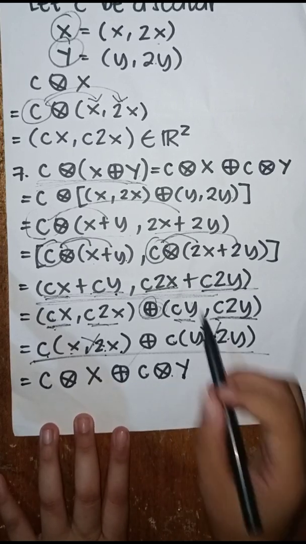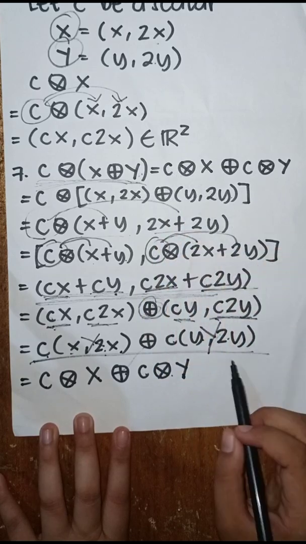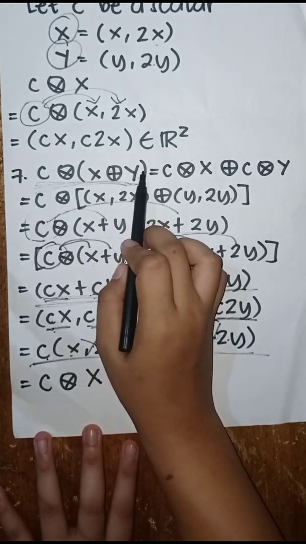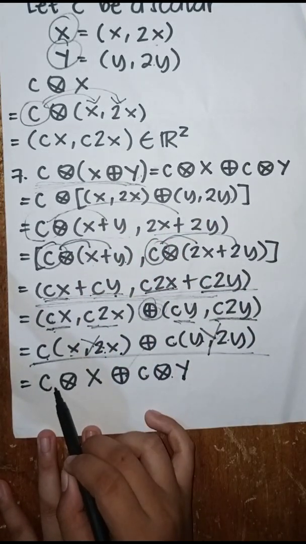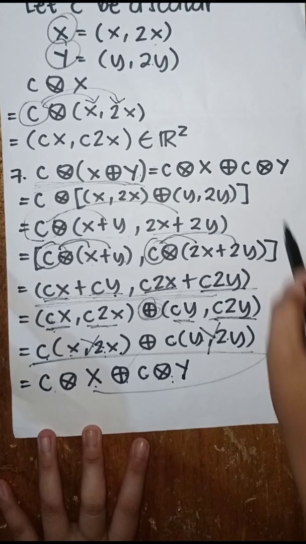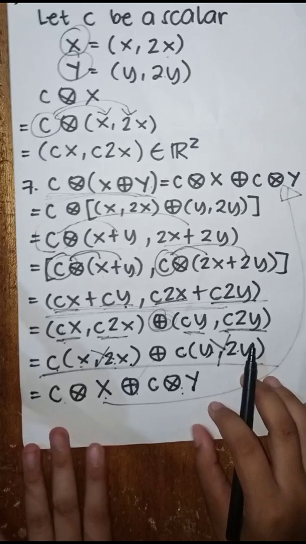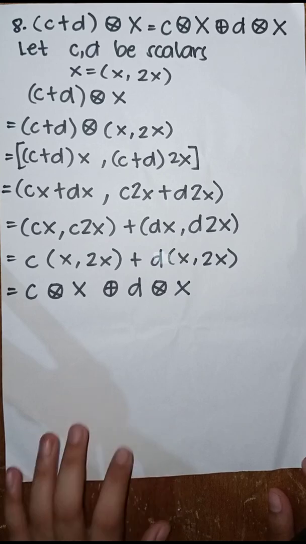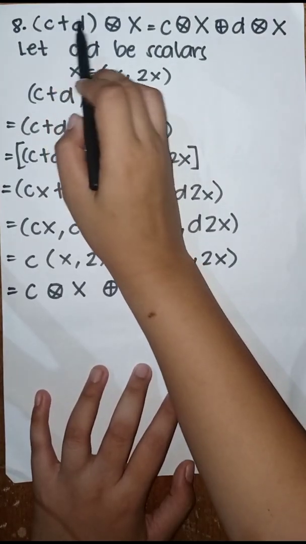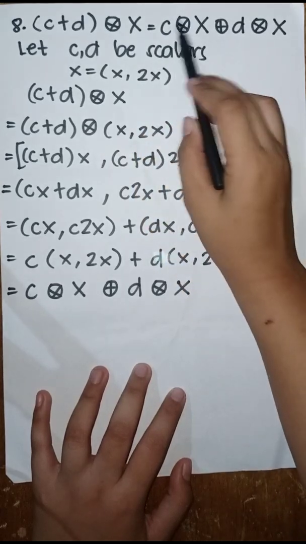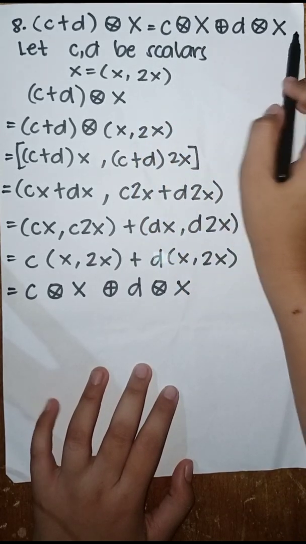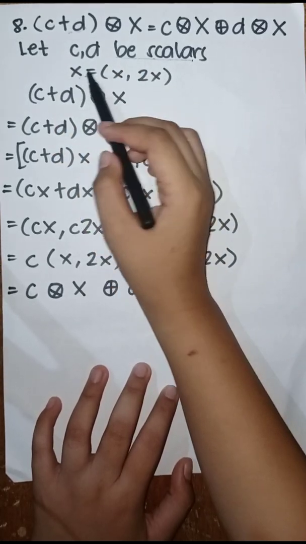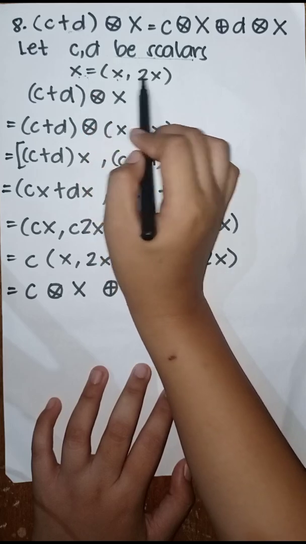So indeed, from this, we can prove that c times the quantity of x plus y is equal to c times x plus c times y. Again, axiom number 7 satisfied. Next, we have axiom number 8. The quantity of c plus d times x is equal to c times x plus d times x, where c and d are scalars, and x is equal to x and 2x.